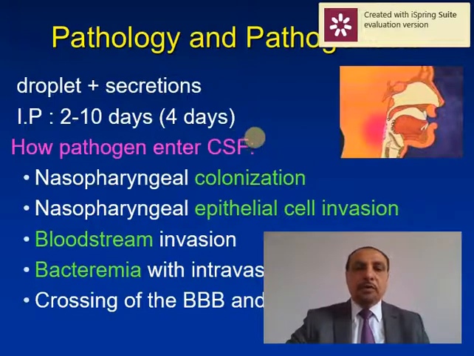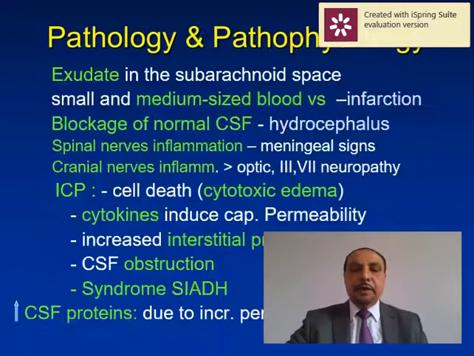How will the pathogen enter the CSF? Usually there will be nasopharyngeal colonization, nasopharyngeal epithelial cell invasion, then it will go to the bloodstream and cause bacteremia with intravascular survival. After that, it will cross the blood-brain barrier and enter the CSF to cause meningitis.